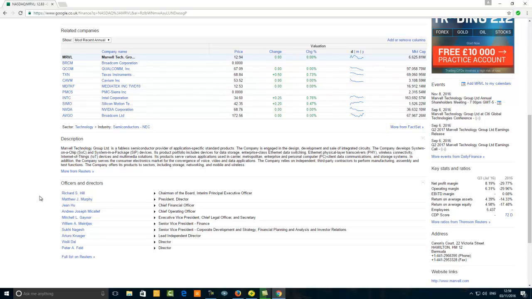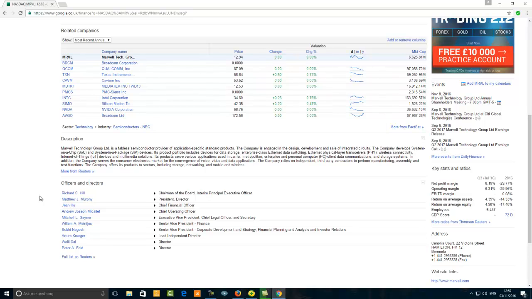The company offers its products to sectors including storage, networking, mobile, and wireless. The company also relies on independent third-party contractors to perform manufacturing, assembly, and test functions. Same thing Apple is doing, using a third party to do part of the creation of the products. So it's a strategy to reduce costs sometimes.